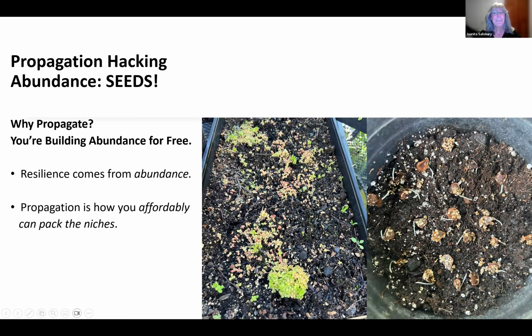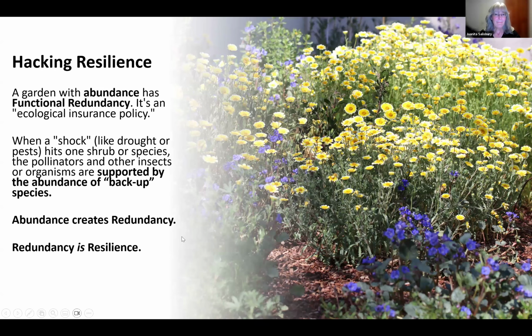And if you have 1,000 Dudleyas here, if you think you're spending $10 for a Dudleya in a store and you have 1,000 of them, you can do the math. So abundance, it's a resilience hack. A garden with abundance has functional redundancy. It's an ecological insurance policy.